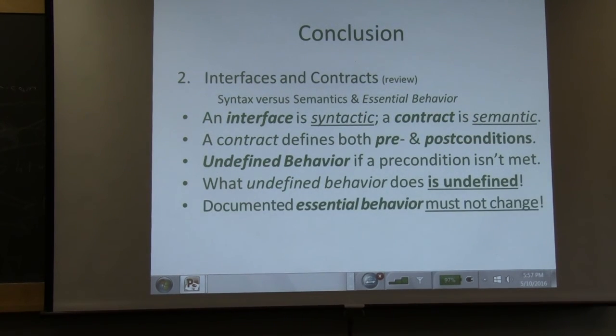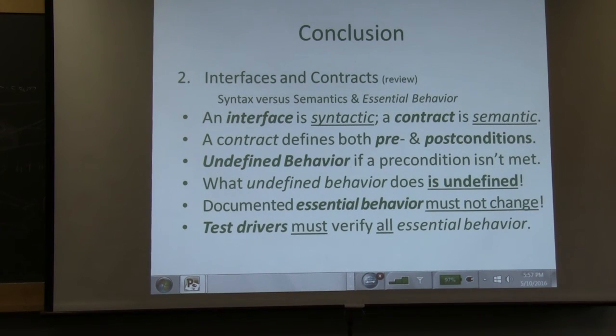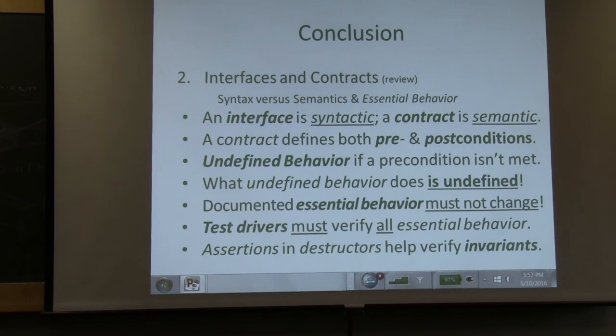It also gives us a common vocabulary of what we mean by a build mode. It either is not checking, it's checking for things in contract, or it's checking as an audit mode for things that aren't quite in contract, but we have a problem, so we really want to catch it. Documented essential behavior must not change. Test drivers must vary all essential behavior. So if you have essential behavior, you should be testing that that is in fact happening thoroughly. And finally, assertions and destructors help verify invariance.